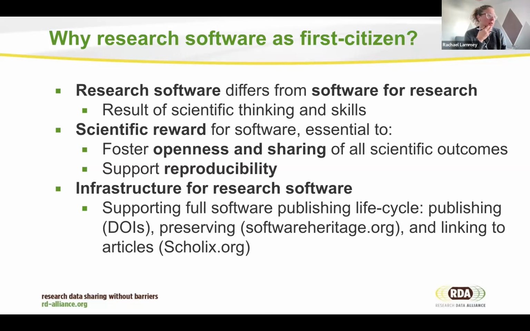There's also infrastructure for research software, which supports a full software publishing life cycle. Yes, there are DOIs for software. I know that's something that DataCite are seeing more frequently. Obviously, there are other identifiers, and I would extend that to data as well. Being able to preserve software, so initiatives like Software Heritage, and then being able to create those links and relationships between software, data, and other research outputs are really key to achieving the aims above.